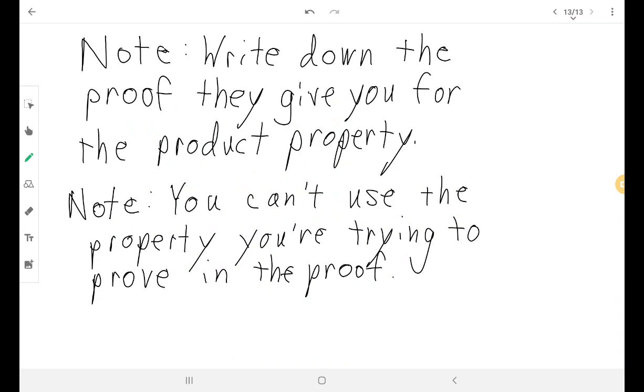Two notes that might help you. At some point, they give you the proof for the product property. Write that down. Also, it's important to note that you can't use the property that you're trying to prove in a proof of that property. I couldn't use the product property within the proof for the product property. So, two things that might be good to keep in mind.